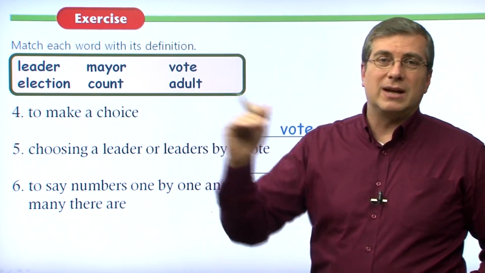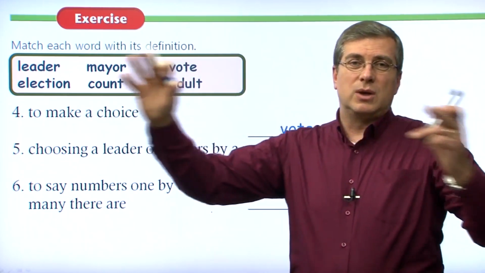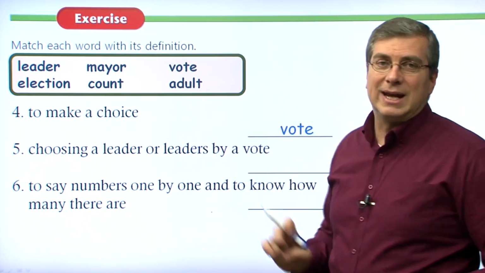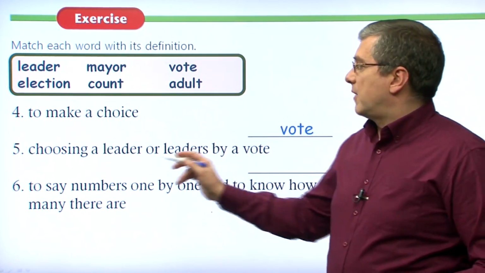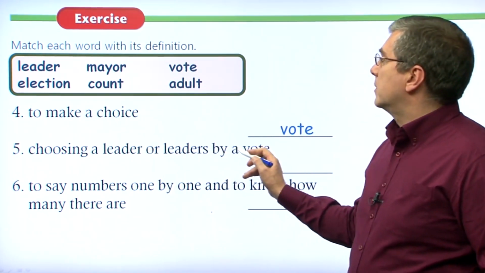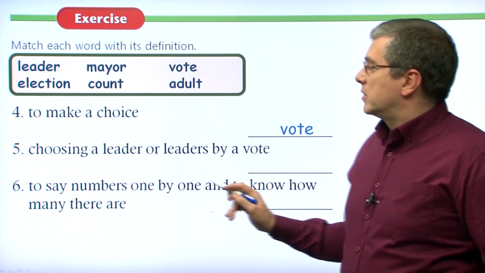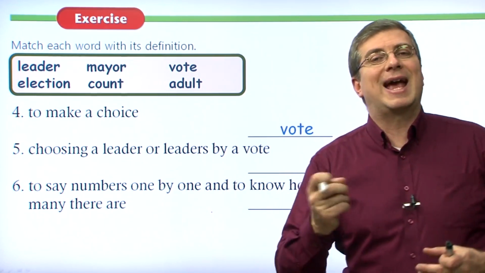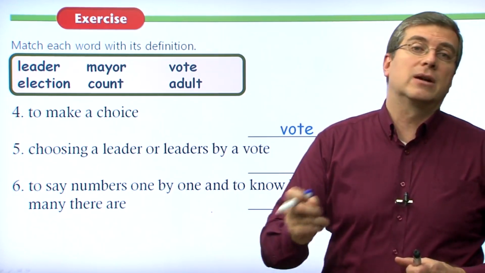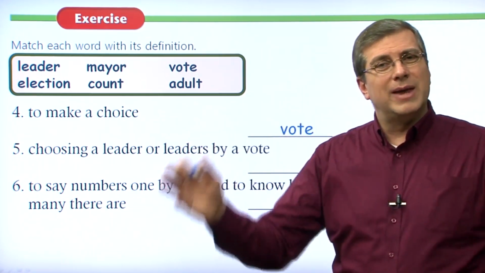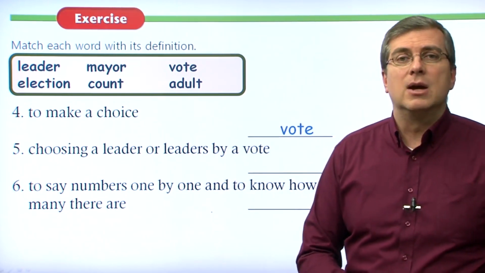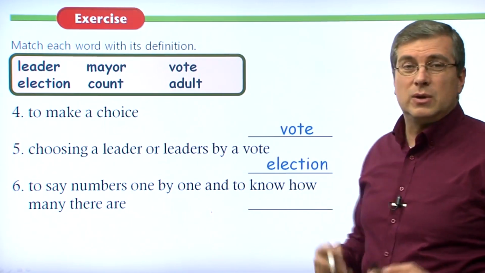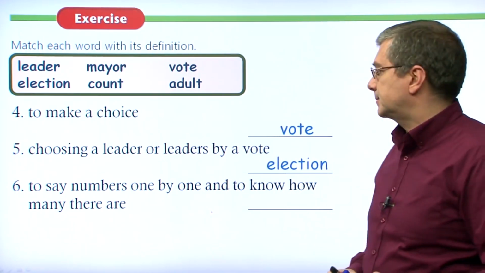Okay? So you can vote yes, you can vote no. When you choose between a bunch of people to be your leader, then you are making a choice. You are voting. Okay? Number 5, choosing a leader or leaders by a vote. So when you hold a vote, and many people come together and they cast their votes or their ballots, what do we call that event? It's a certain event, isn't it? We call that event an election. So it's called an election.